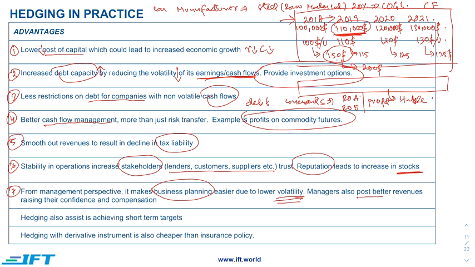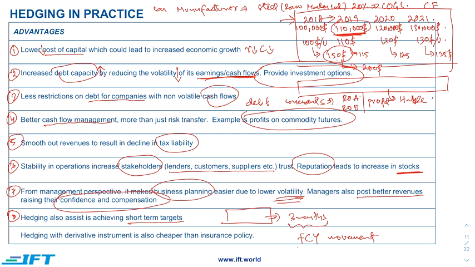And managers also post better revenues, which ultimately increases confidence and compensation for staff, which ultimately leads to increased profitability. While it is considered a long-term thing, hedging also assists us in achieving short-term targets. So basically, if there is short-term volatility for about 3 months and you had not seen something coming, you had already hedged steel prices, but you have not hedged the foreign currency movements, in the long run, you may do it for the short term as well.